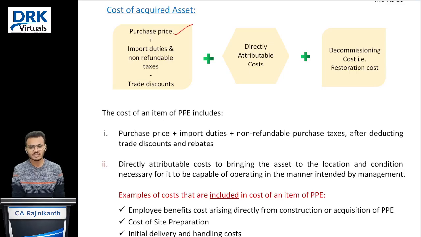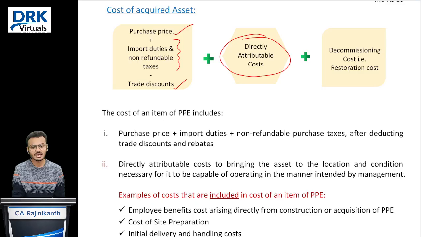Purchase price is included, and non-refundable taxes and duties are included. If they are refundable in nature, we should not include them. Like if GST input tax credit is blocked or ineligible, that is non-refundable in nature, so we can capitalize it. If it is an eligible credit and the entity is going to avail it, it is refundable in nature, and that credit we should not capitalize. And trade discounts we can reduce, however, cash discounts should not be reduced.